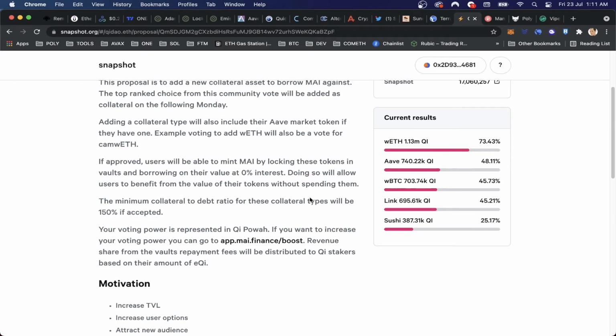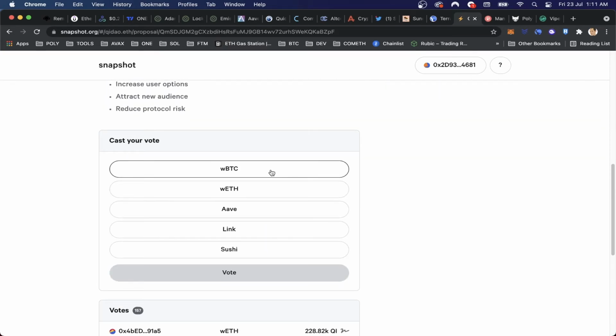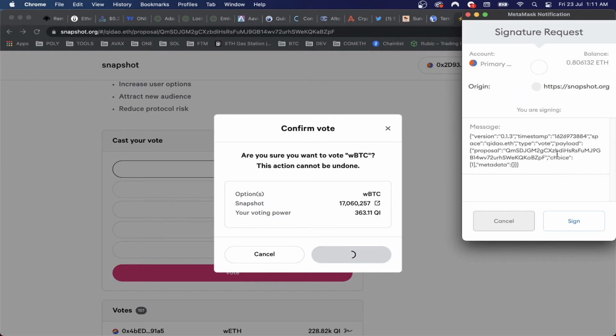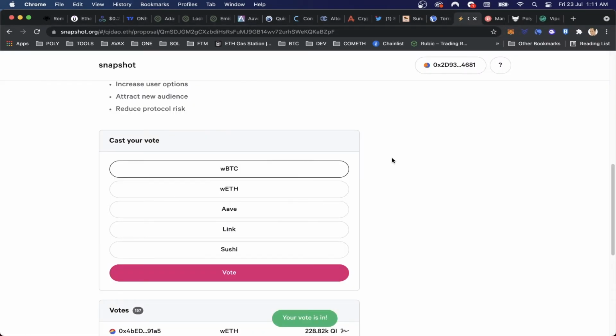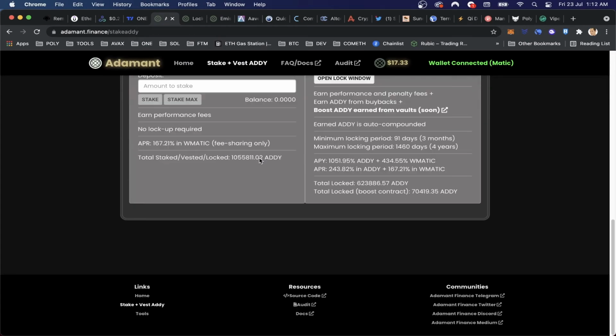So what do we want? ETH is very far ahead. You know what? I'm going to go for Bitcoin. So we'll just do that vote. I have a bit extra voting power because I locked the Chi. What else we got? We got Adamant, this new locking function.